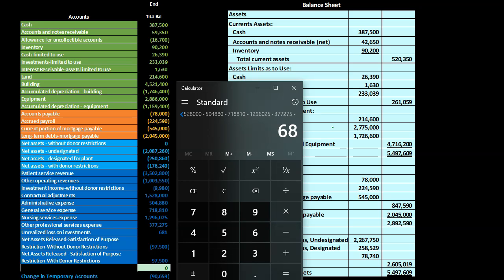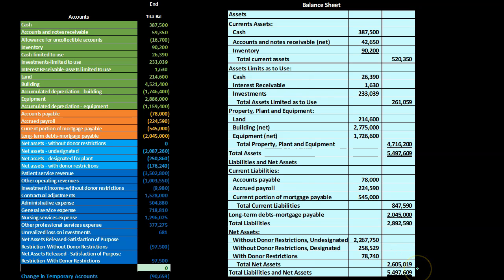377,275 minus the 681. And then you don't have to do these last two because they're going to cancel each other out, but I'll do them anyway. Plus the 97,500 minus the 97,500 hopefully gives us the 2,605,019. I wasn't worried at all that would work. Anyway, so we have that. It's not too tedious to do, and you can get to this number even if you have a fairly long trial balance. Then you can verify that you are in balance.